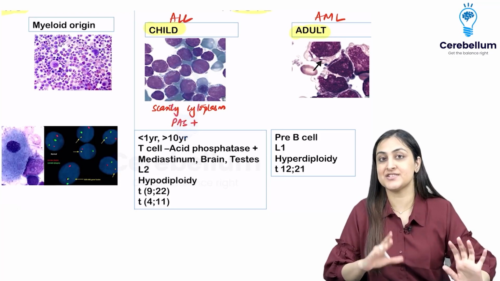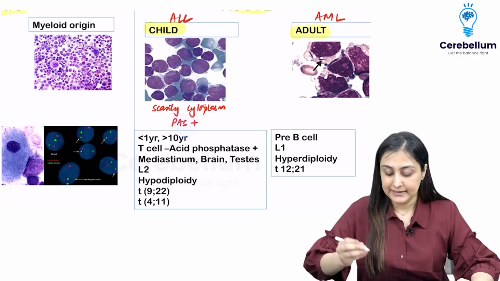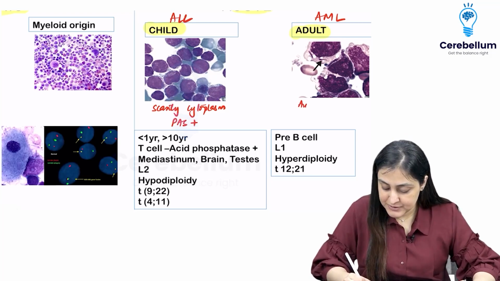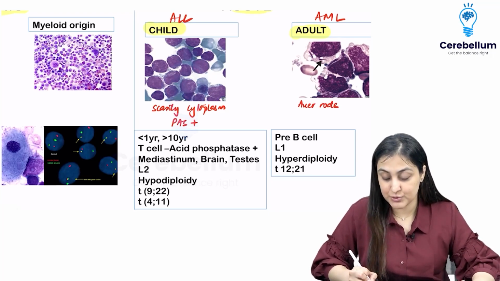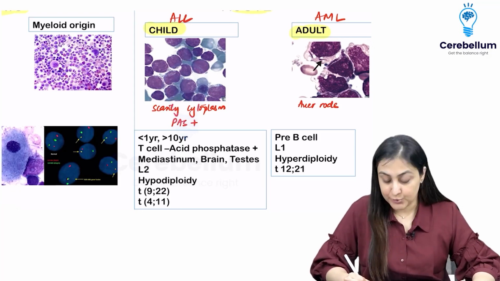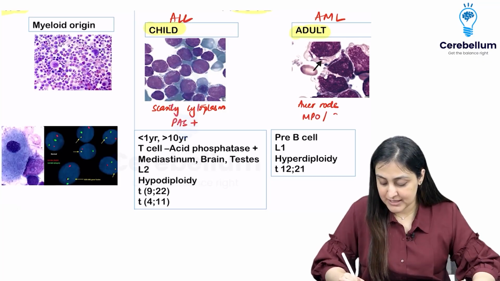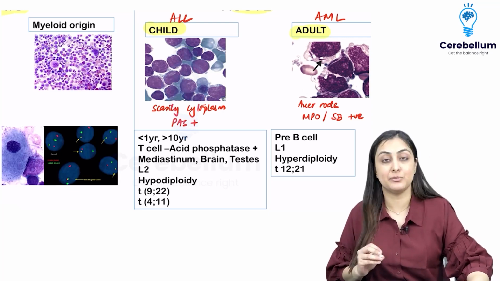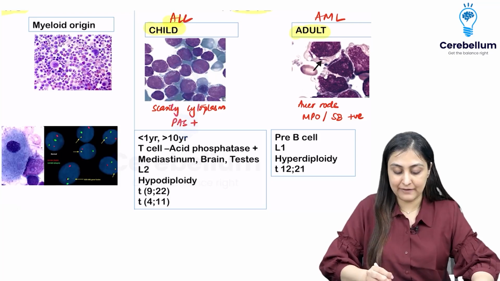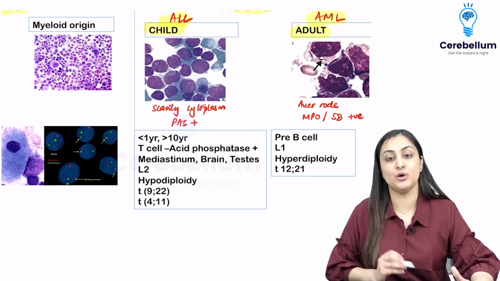Everything is diastase resistant except glycogen, isn't it? Then if you see that the cytoplasm is rich in these Auer rods, you can see these cells, and you do the staining, myeloperoxidase or Sudan black is positive. So this is how you're going to identify lymphoblast and myeloblast. Once your job is done, you have the diagnosis, it's either ALL or AML.